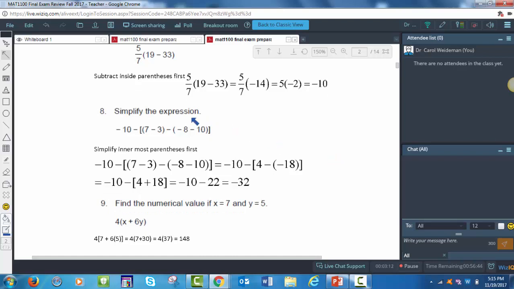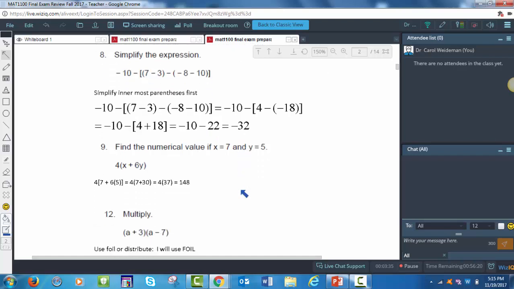Simplify the expression. We're going to go inside the parentheses first, do those first. So 7 minus 3 is 4. And then we've got negative 8 minus 10 gives us negative 18. We're going to subtract, turn it into adding, so we're going to add that opposite. So we're going to add 18. 14 plus 18 is 22. Minus 10 minus 22 is negative 32.